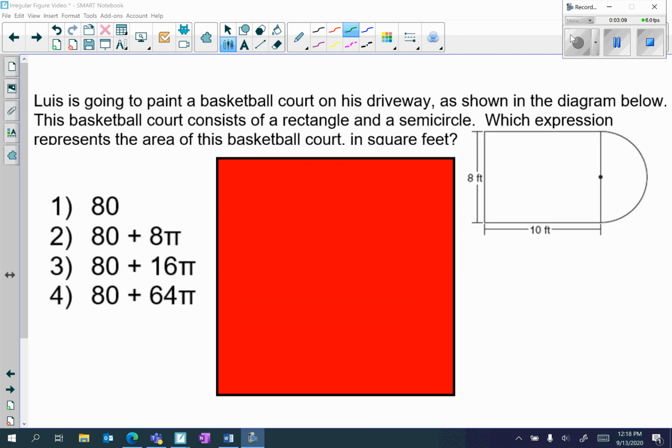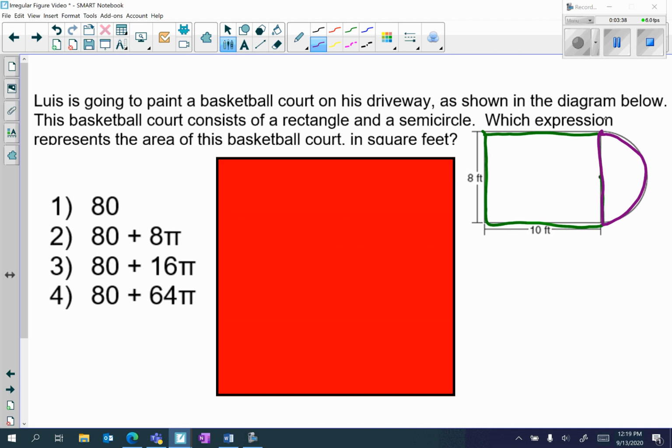Let's look at the next example. Luis is going to paint a basketball court on his driveway, as shown in the diagram below. This basketball court consists of a rectangle and a semicircle. Let's identify those. First, here is my rectangle. And then I have my semicircle, which is just half a circle. Which expression represents the area of this basketball court in square feet?